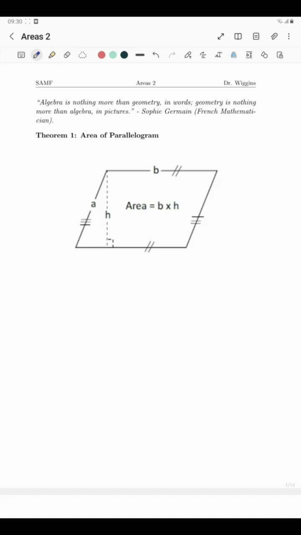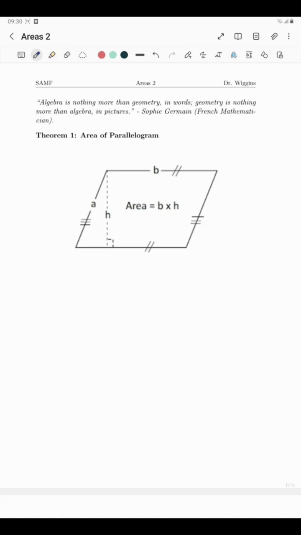Now, before we can do some Olympiad problems, let's have a couple of weapons or theorems to help us out with the problems we're going to see soon. So the first area theorem that we're going to look at is the area of a parallelogram. And you may know that in this diagram, the area of this parallelogram is base times height. So base times vertical height. But do you know how to prove it?